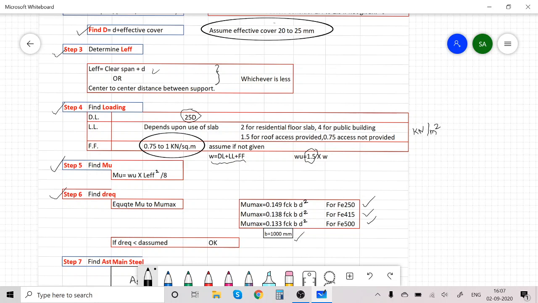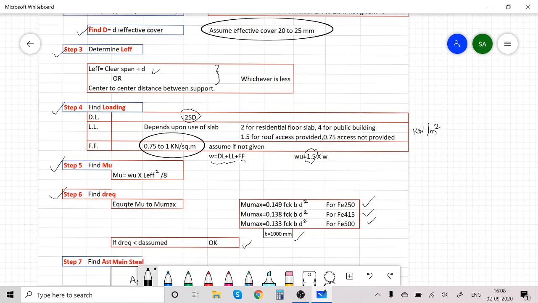Then check that this d calculated, d required, is less than d assumed in step number 2. If d required is less than d assumed, then it is okay. Otherwise, you will have to increase the assumed depth in step number 2 and revise the calculation from step number 3. Now, let us consider d required is less than d assumed.